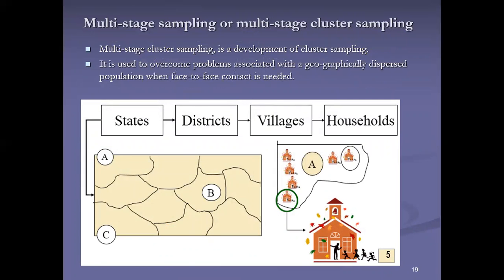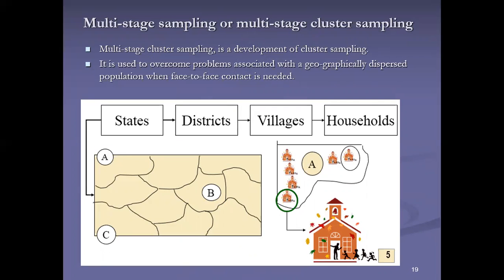Then multi-stage sampling, or multi-stage cluster sampling. Multi-stage cluster sampling is a development of cluster sampling. So using cluster sampling, we can collect data, or we can use multi-stage sampling. It is used to overcome problems associated with a geographically dispersed population when face-to-face contact is needed.